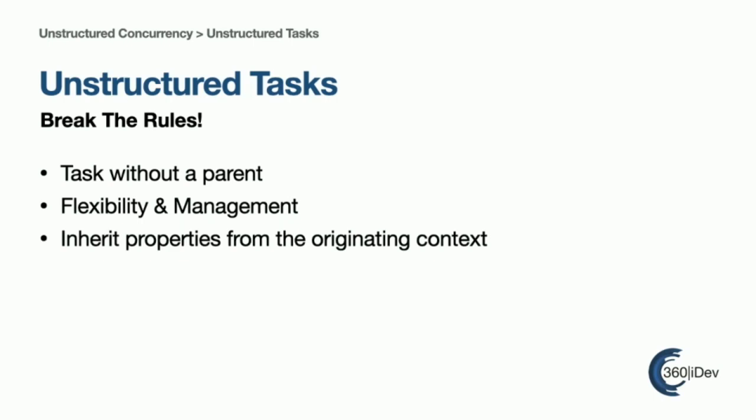Unstructured tasks inherit properties of their originating context. So this could be something like the priority in which the task is scheduled. I expect that you'll be creating a lot of unstructured tasks, especially when you need to start async work from a non-async context. So for example, maybe in your app you have a button that when you tap it, somewhere down the line, it triggers a network request. Somewhere in there, you'd want to create a task for that network request to run in.